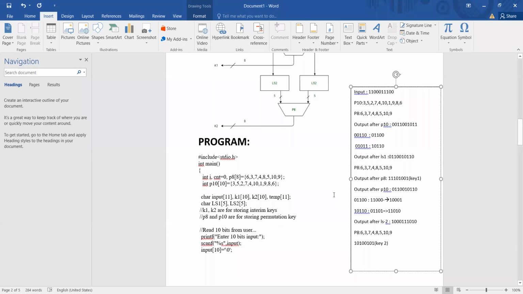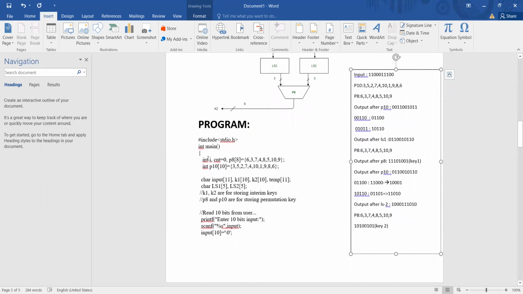And now I am going to give a quick glance of this program, how this algorithm is going to work from starting to ending, with all the requirements we need. We are already giving P8 and P10 inputs, and this is our input key. Sorry, this is our input array we need to read in the next step.